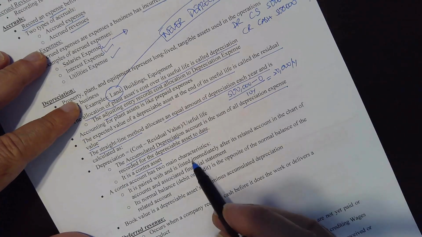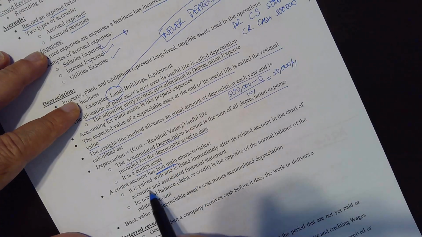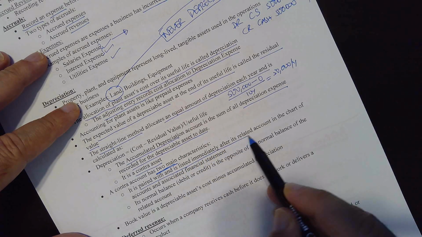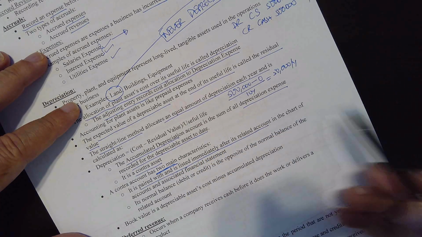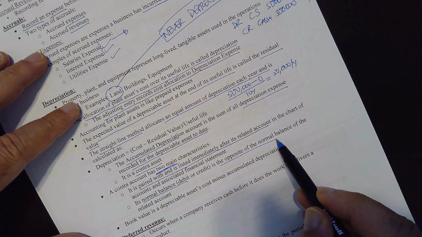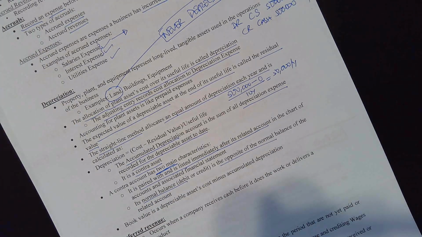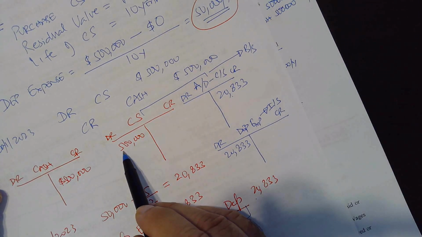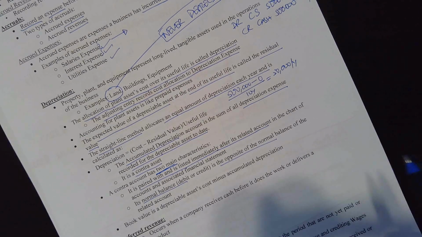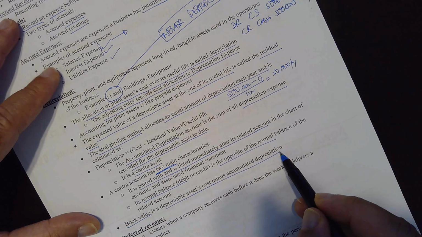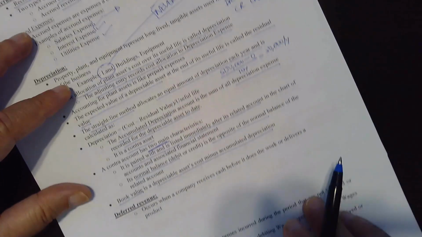A contra account has two main characteristics. It is paired with and is listed immediately after a related account in the chart of accounts, and its normal balance is the opposite of the normal balance. So you can see that the normal balance here is in credit and the normal balance here for the asset is debit. Okay. Book value is depreciable asset cost minus the accumulated depreciation we just talked about.